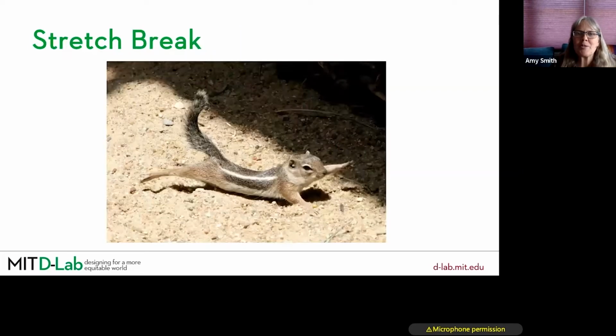We were going to do a stretch break here. We ran rather quickly, but people can just do a quick stretch.